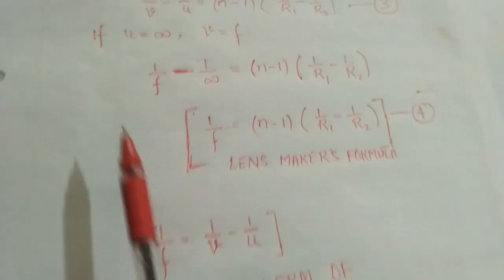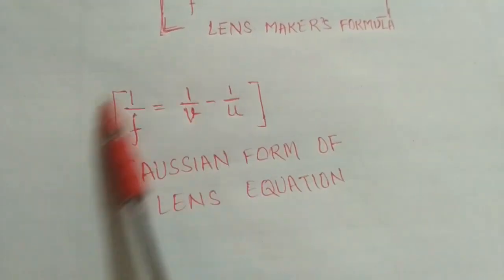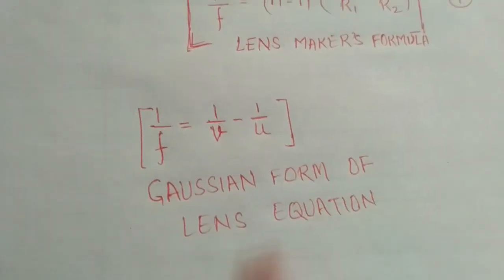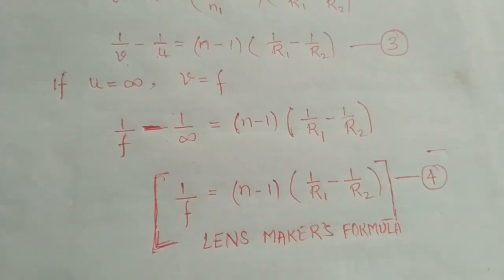But on comparing the left hand side, it comes to 1 by f is equal to 1 by v minus 1 by u. You have seen this in class 10. This equation is known as the Gaussian form of the lens equation, and the proving ends here. So we have seen two equations: one is the Lensmaker formula and the other is the Gaussian form of the lens equation.